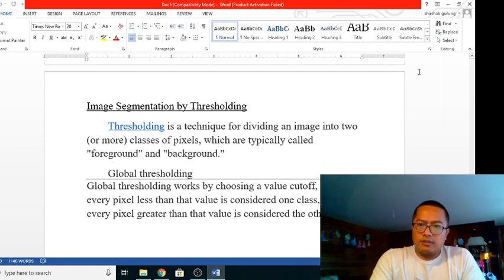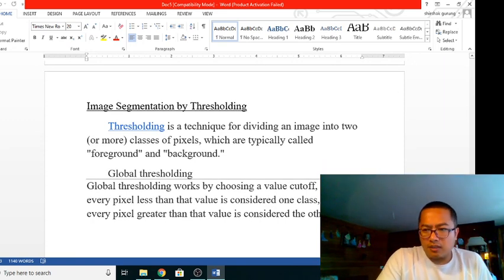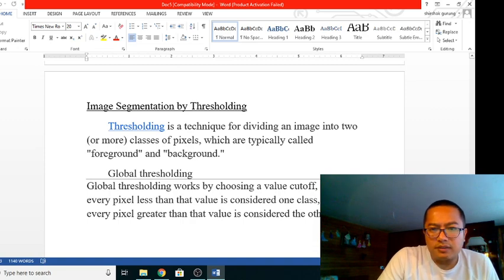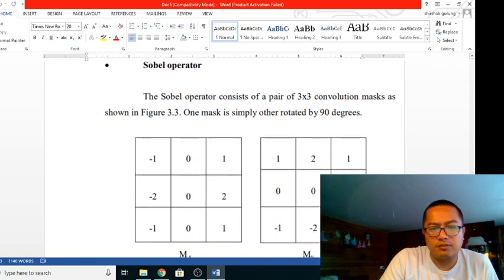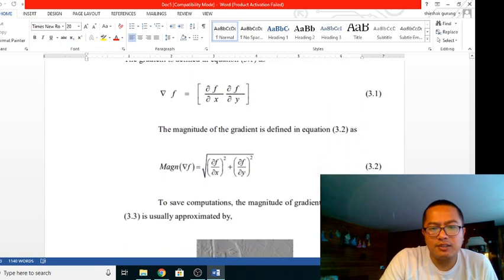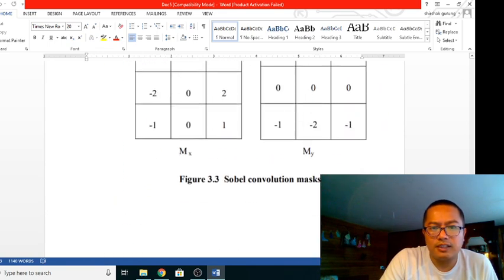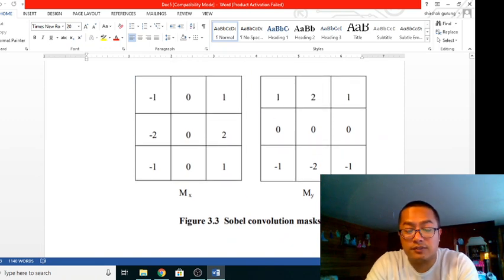So that is the way we detect edges. There is one thing missing here, which is called the Laplacian. Laplacian filters are key. These are all first derivative.